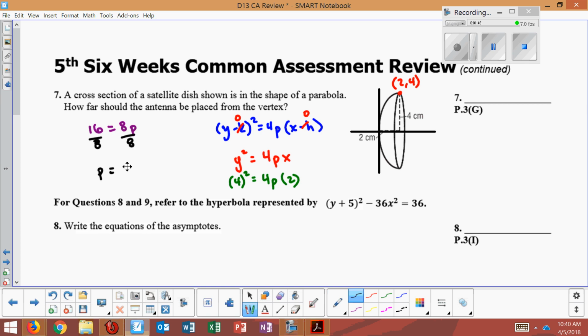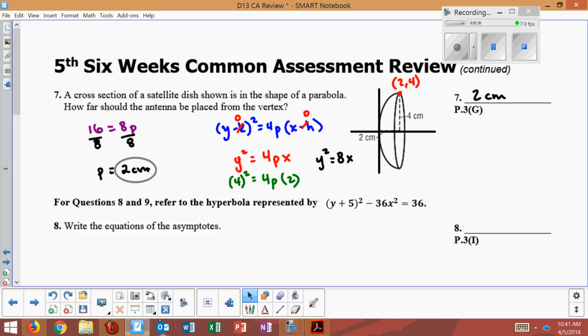That means the focus needs to be 2 units, which in this case, it's centimeters. It needs to be 2 centimeters out from the vertex. That would be my answer here. Now, if we did this correctly, when I go to graph this, if this is in fact my equation, to check it for the calculator it would be that y squared equals 4 times 2, which is 8x. Or you could say that x equals y squared over 8.